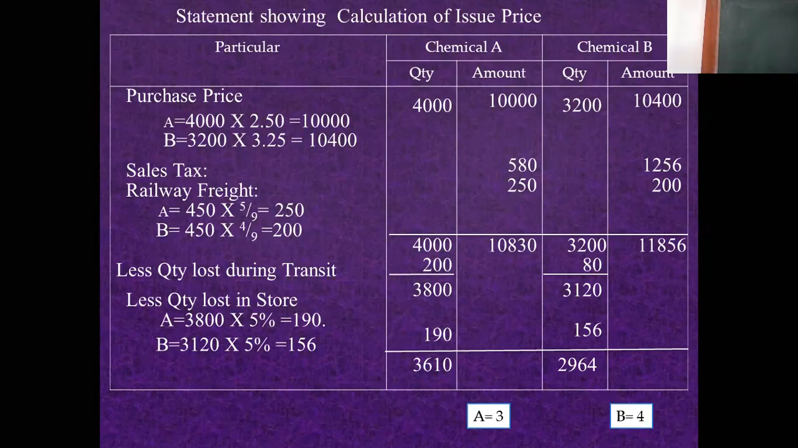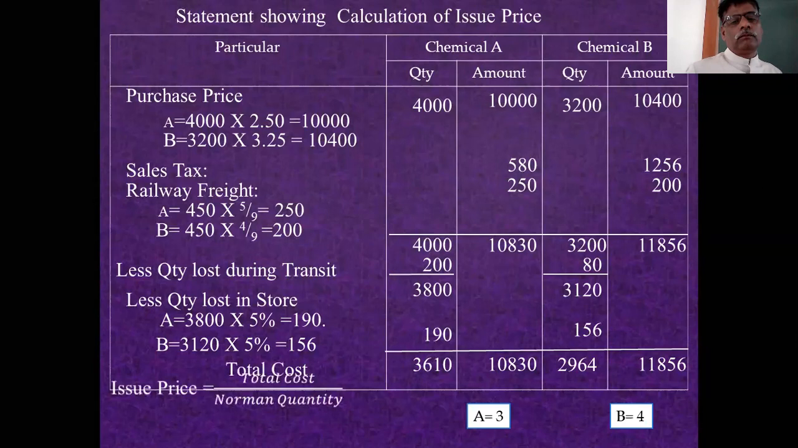Now you take the amount. Second chemical amount is 11,856. First amount is 10,830. In this way, calculate the total cost and normal quantity. Then you write the equation. My equation is inserted in the table. Issue price is equal to total cost divided by normal quantity.